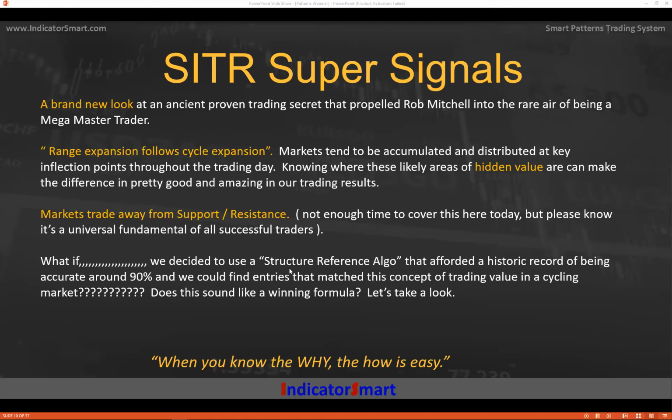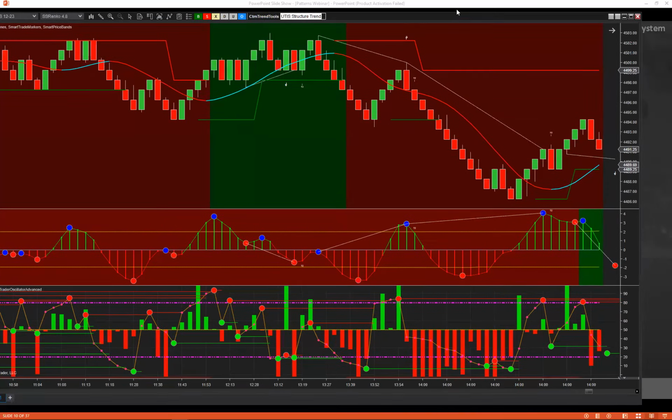So what if we worked months and months and months, which we did, and we came up with a structure reference algo that basically gave us support and resistance that was accurate about 90% of the time. And then all we had to do was not determine direction, but just find where I want to enter this concept from?